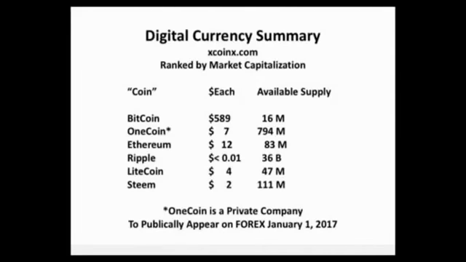Bitcoin is about $590 and only 16 million in supply. OneCoin actually today went up to $8.25, and it has an available supply of almost 800 million, whereas Ethereum is $12, Ripple less than a tenth of a cent, Litecoin about $4, and Steem about $2, and they have smaller amounts of available supply.